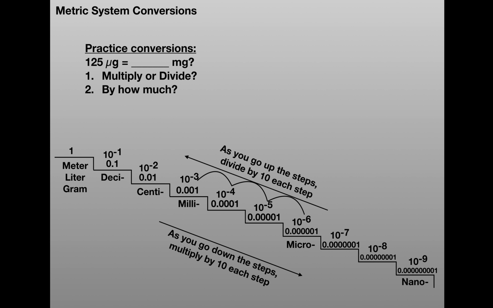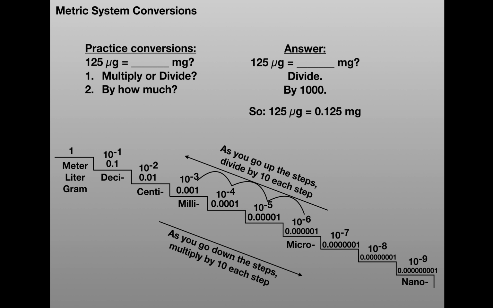You should see that you need to divide since you're moving to larger units, right? Milligrams is upstream of micrograms. And you're moving 3 steps, so you're dividing by 1,000. So your final answer should be 0.125 milligrams.